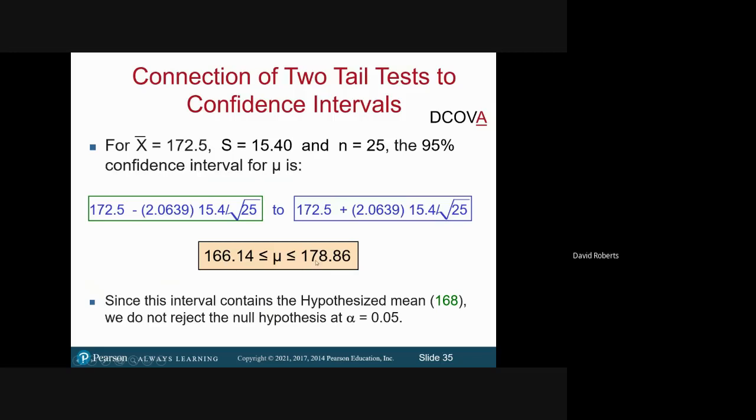All right, here's again a confidence interval. In this particular case, 168 was our hypothesized mean. Well, 168 is between the lower limit of 166.14 and the upper limit of 178.86. So 168 fits in the non-reject region, or the fail to reject region. It's not in the tail. It's in between these two numbers. So we fail to reject.